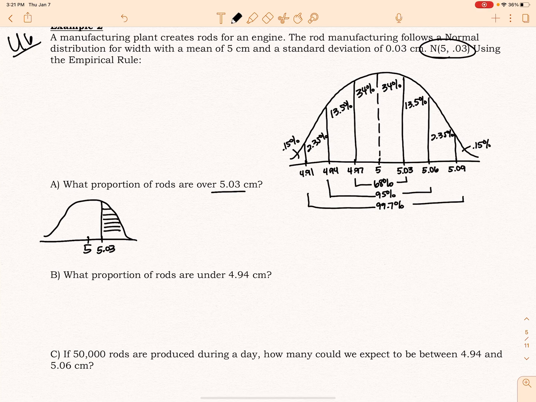So I am going to shade and write an inequality, x greater than 5.03. And then, of course, I'm just going to look at my picture, and that's going to be this right here. So that is going to be 16%. I just added 13.5 plus 2.35 plus 0.15. That's all I have to do with that. So that makes it nice and easy. And then I am going to look at part B.